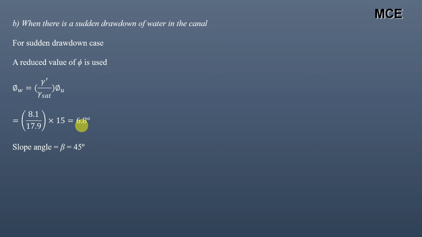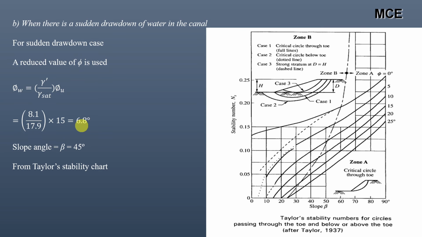Slope angle is the same. Side slope is 1:1, so slope angle is 45 degree. Again you will use the Taylor stability chart. We can see in the Taylor stability chart the curves are for friction angle 5, 10, 15, 20 and 25, but we have to find the stability number for friction angle of 6.8 degree. It means we have to interpolate the value of stability number from this chart. 6.8 will be between two curves, 5 degree and 10 degree.